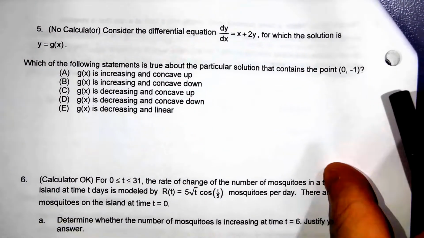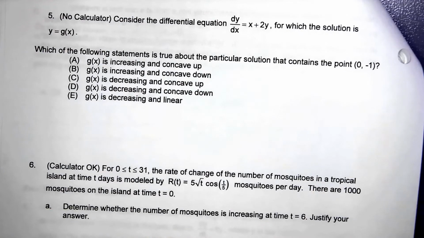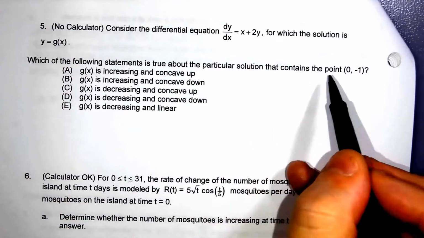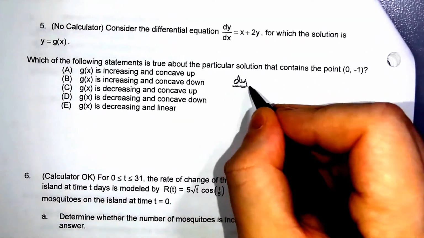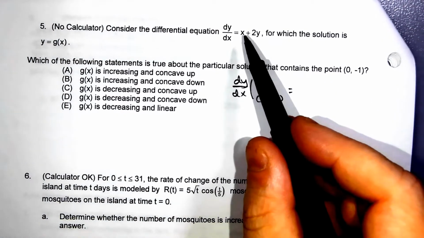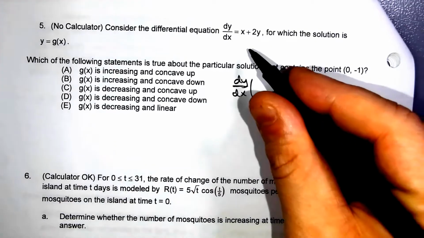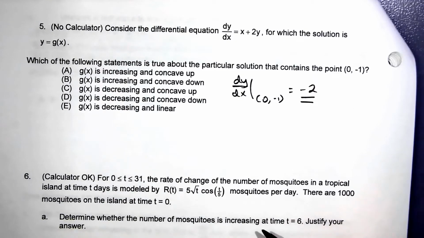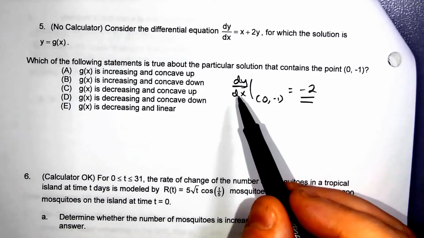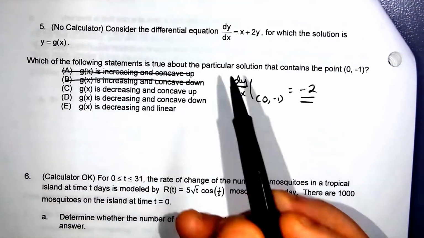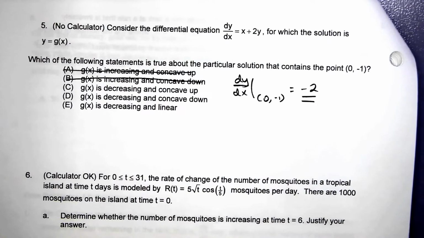No calculator. Consider the differential equation dy dx equals x plus 2y for which the solution is y equals g of x. Which of the following is true about the solution that contains 0, -1? So dy dx at 0, -1 would mean replace x with 0 and y with -1. So 0 plus 2 times -1 is -2. So that means the g of x has a negative first derivative, so we are decreasing. Okay, part 2 is to figure out if it's concave up or concave down.